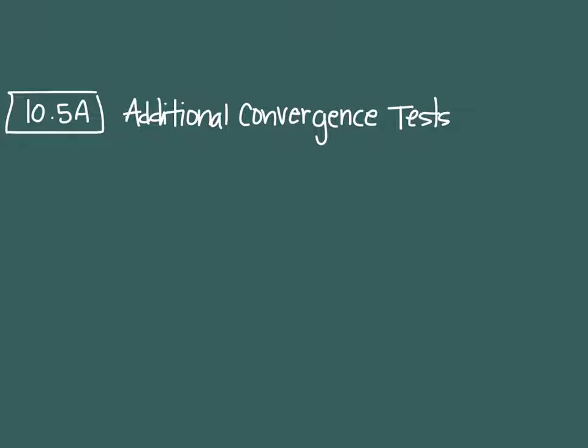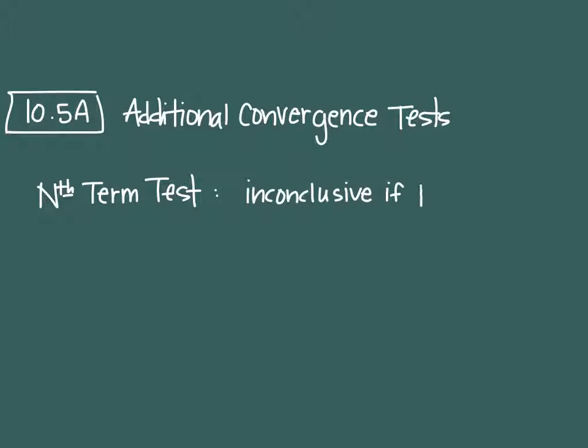Okay, the big ones from lesson 4 were the ratio test. We had the geometric test already, the ratio test, the nth term test. But there were a couple times where these were inconclusive. So the nth term test was inconclusive if L equaled 0.